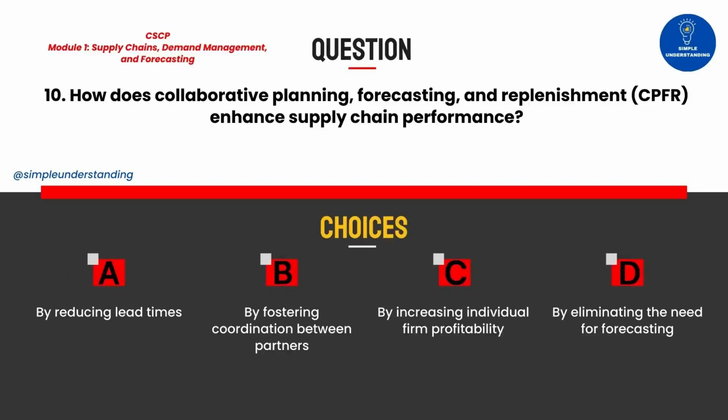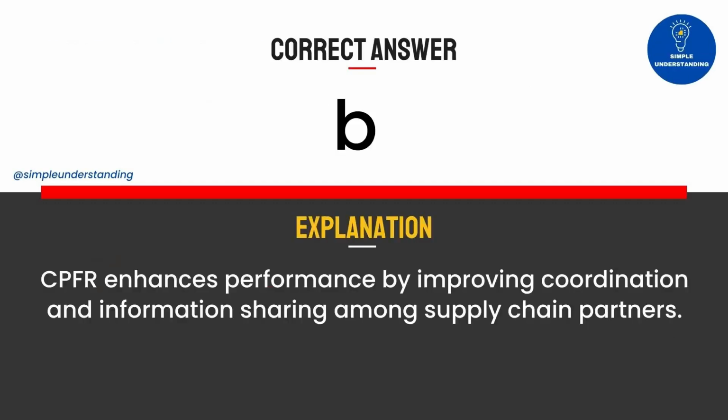10. How does collaborative planning, forecasting, and replenishment, CPFR, enhance supply chain performance? A. By reducing lead times. B. By fostering coordination between partners. C. By increasing individual firm profitability. D. By eliminating the need for forecasting. Correct answer B. Explanation. CPFR enhances performance by improving coordination and information sharing among supply chain partners.